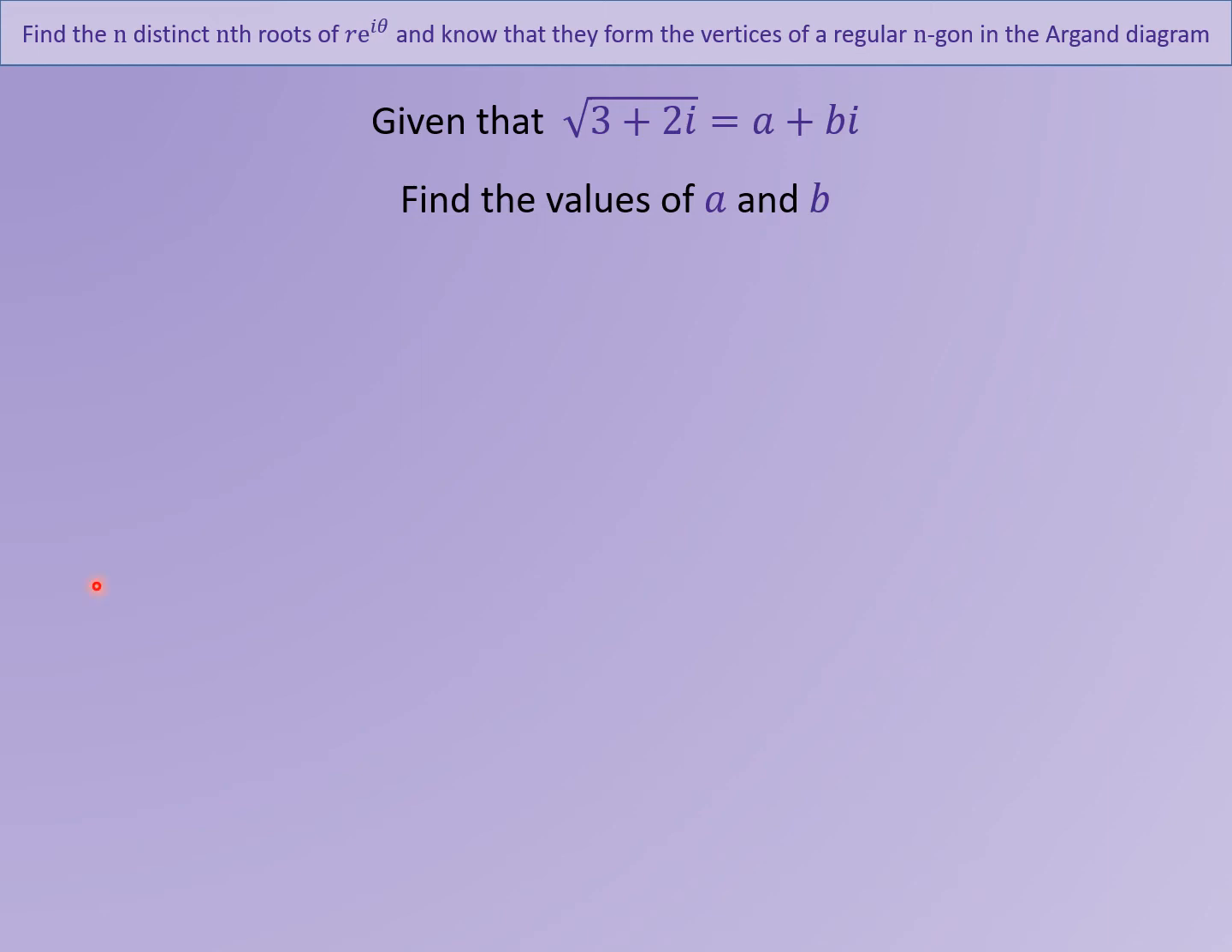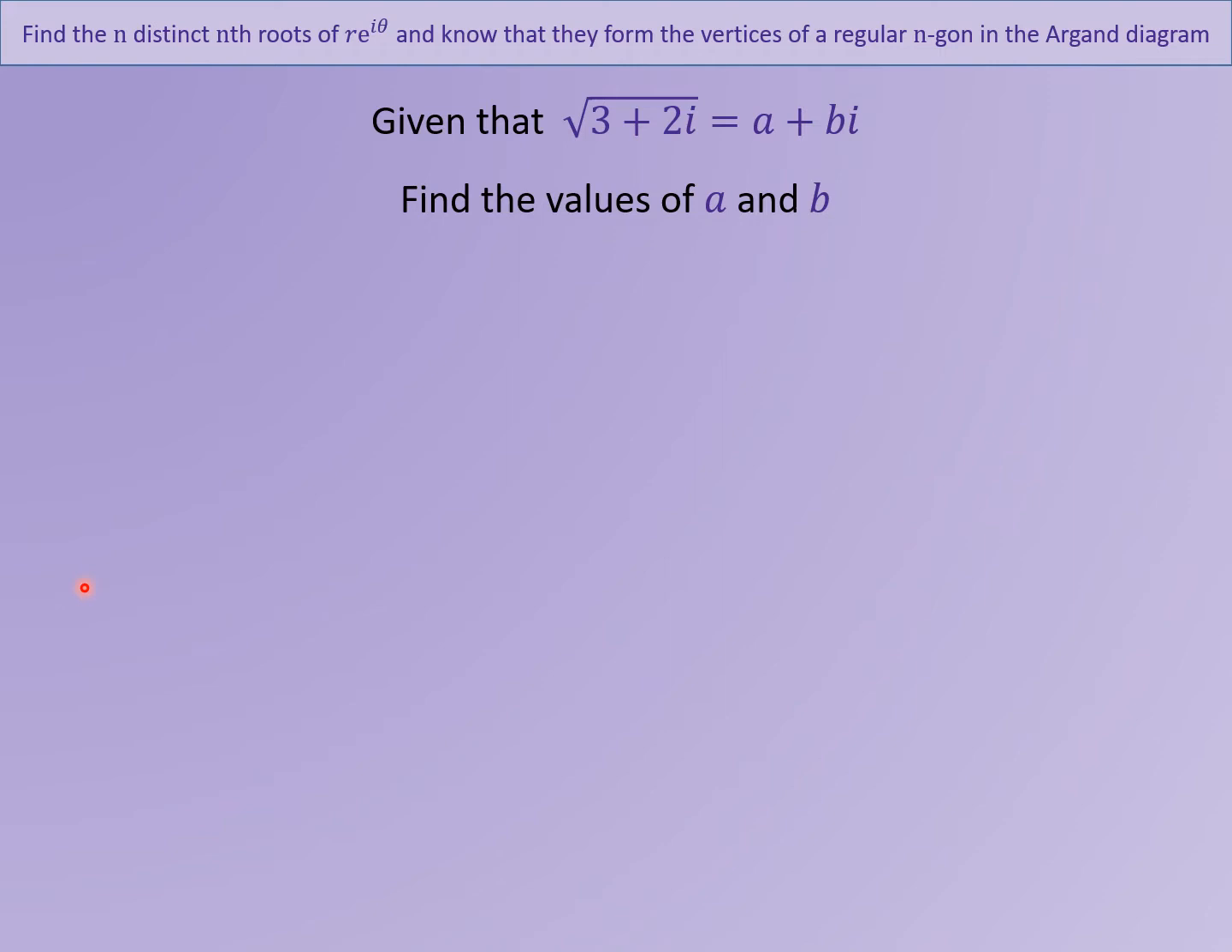A2 Further Maths, Roots of Unity. Right, so given the square root of 3 plus 2i equals a plus bi, can you find the values of a and b for me, please? So using your year 1 skills, just see if you remember how to go about finding the a and the b value when you square root a complex number. Okay, so you might want to pause it there, have a go yourselves, and then carry on when you're ready.